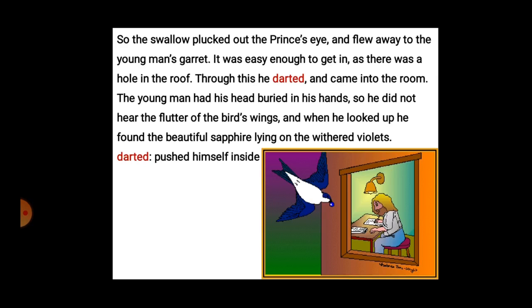Now, when that prince requested the swallow, the swallow finally agreed, and it plucked out the eye of the prince and flew away to that young man's garret. And it was easy for that bird to get into the garret, because there was a hole in the roof. In the garret, there was no window, and the gate was also shut. So there was a hole in the roof through which that swallow entered his room.